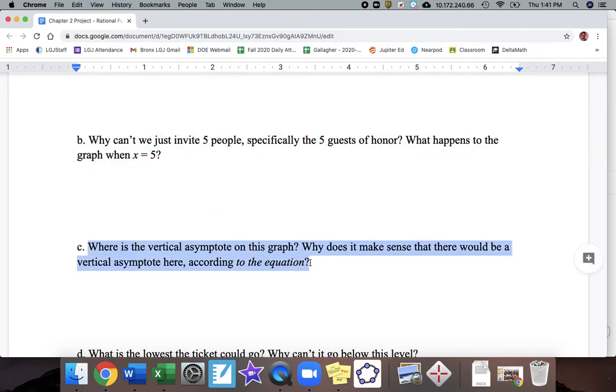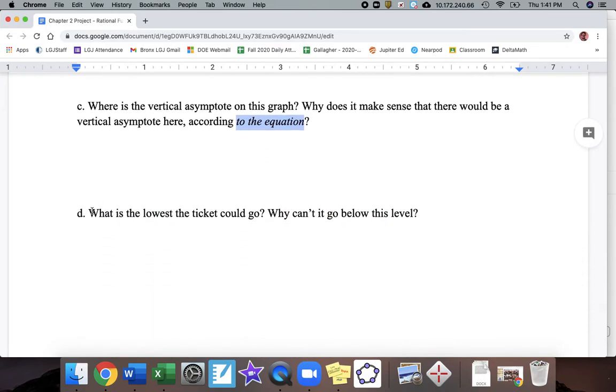Where is the vertical asymptote on this graph? Why does it make sense there would be a vertical asymptote there, according to the equation? So take a look at the equation that you wrote and that you plotted, and say why there's a vertical asymptote there. What's the lowest the ticket can go, and why can't it go below that level? The graph is really going to help you out with that, folks. So take a look at it.